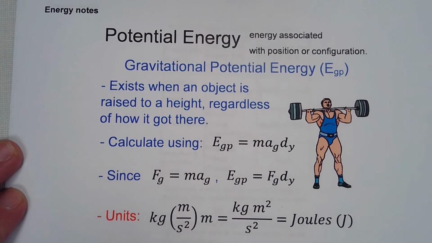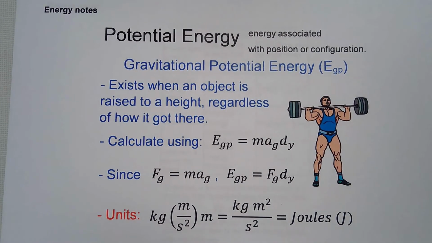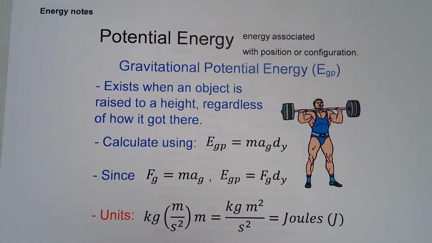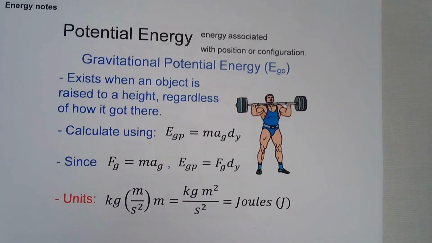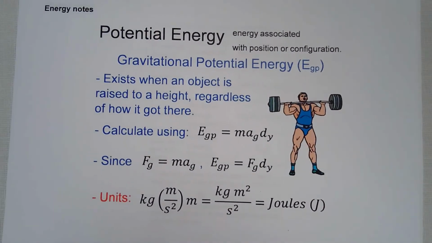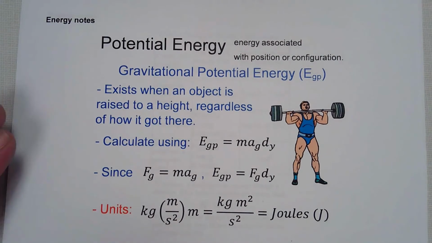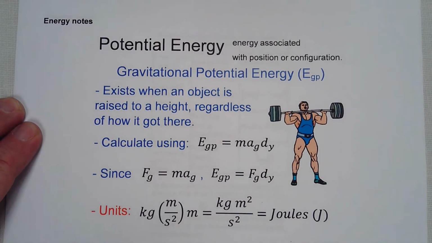Gravitational potential energy is energy that's associated with position or configuration. Now, in the case of gravitational potential energy, it's based on position. Things that are up high, that situation means there's gravitational potential energy. Things that are down low don't. This is essentially why if you leave something on top of a hill over long periods of time, you expect it to roll down.